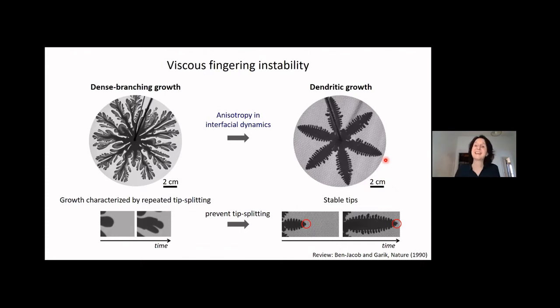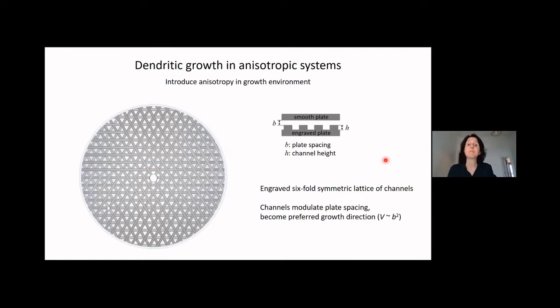And so what did I actually do here? How did I introduce anisotropy in the system? So we did it in the simplest possible way by introducing it in the growth environment by engraving a 6-fold symmetric lattice of channels on one of the plates of our system, where these channels then modulate the plate spacing and become the preferred growth direction as the velocity is proportional to the plate spacing squared.